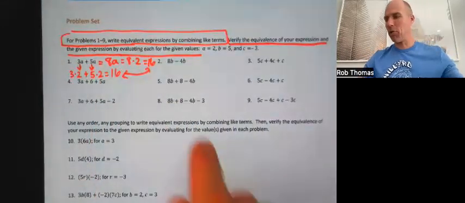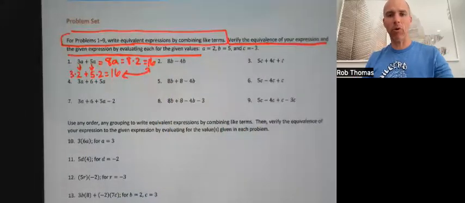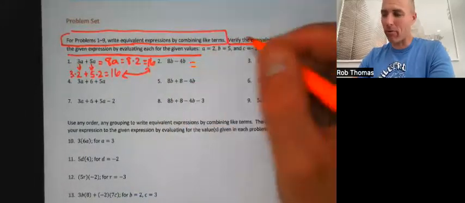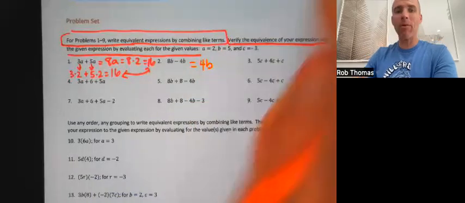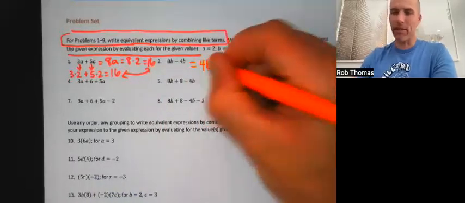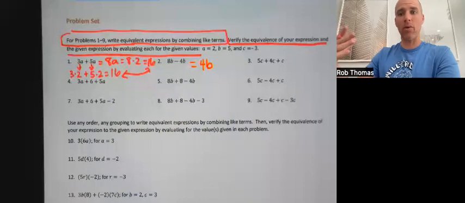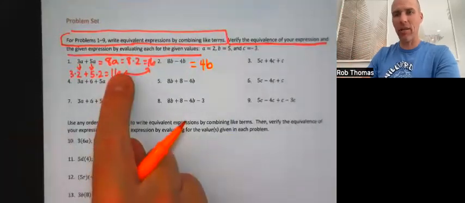So here's an equivalent expression to 8b minus 4b. 8 minus 4 is 4, so 4b. Boom, that one would be done. Let me make sure it looks like a b and not a 6. That one would be done because it's not the one that I'm going to do the verification on.